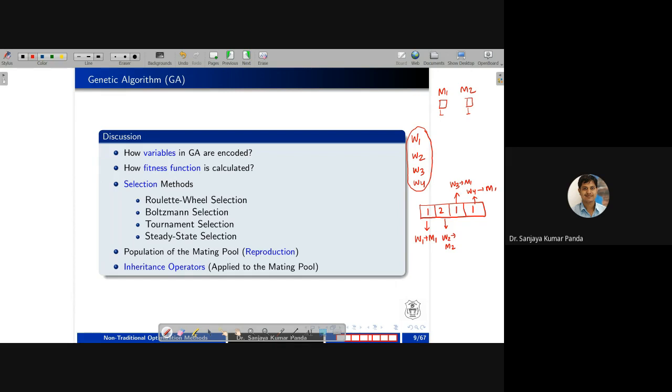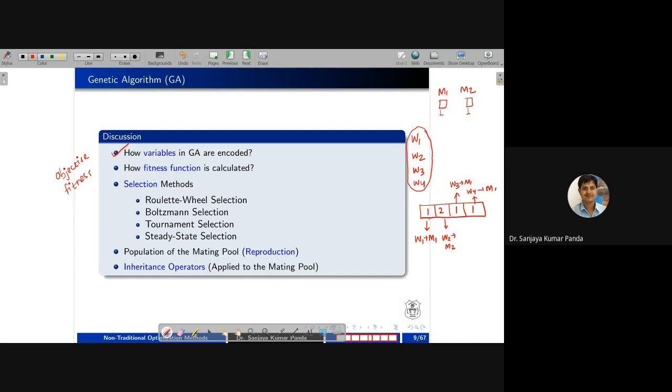Next important part is you have to see how the fitness function is calculated. In the previous slide, we discussed objective function. Now we are discussing fitness function. So in this slide, you will understand what the difference is.